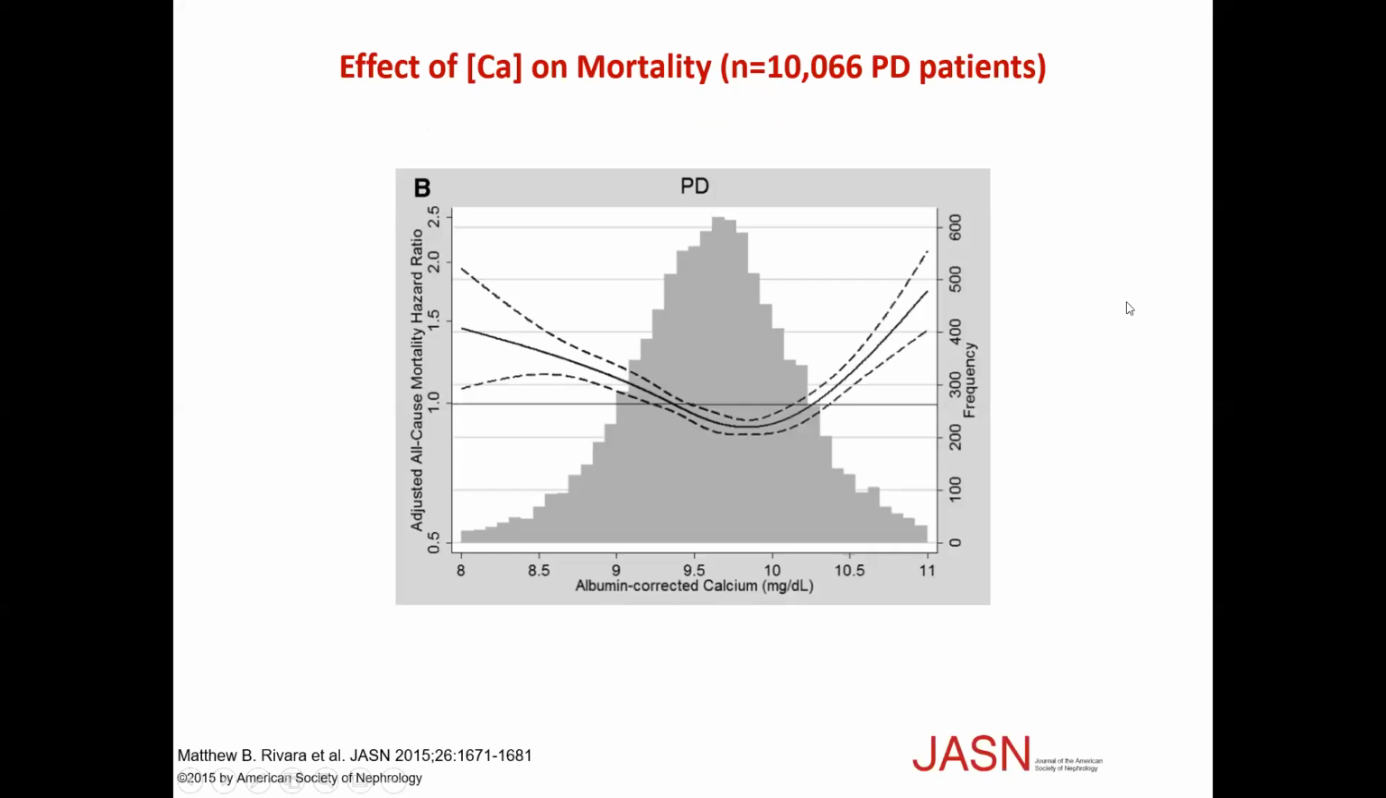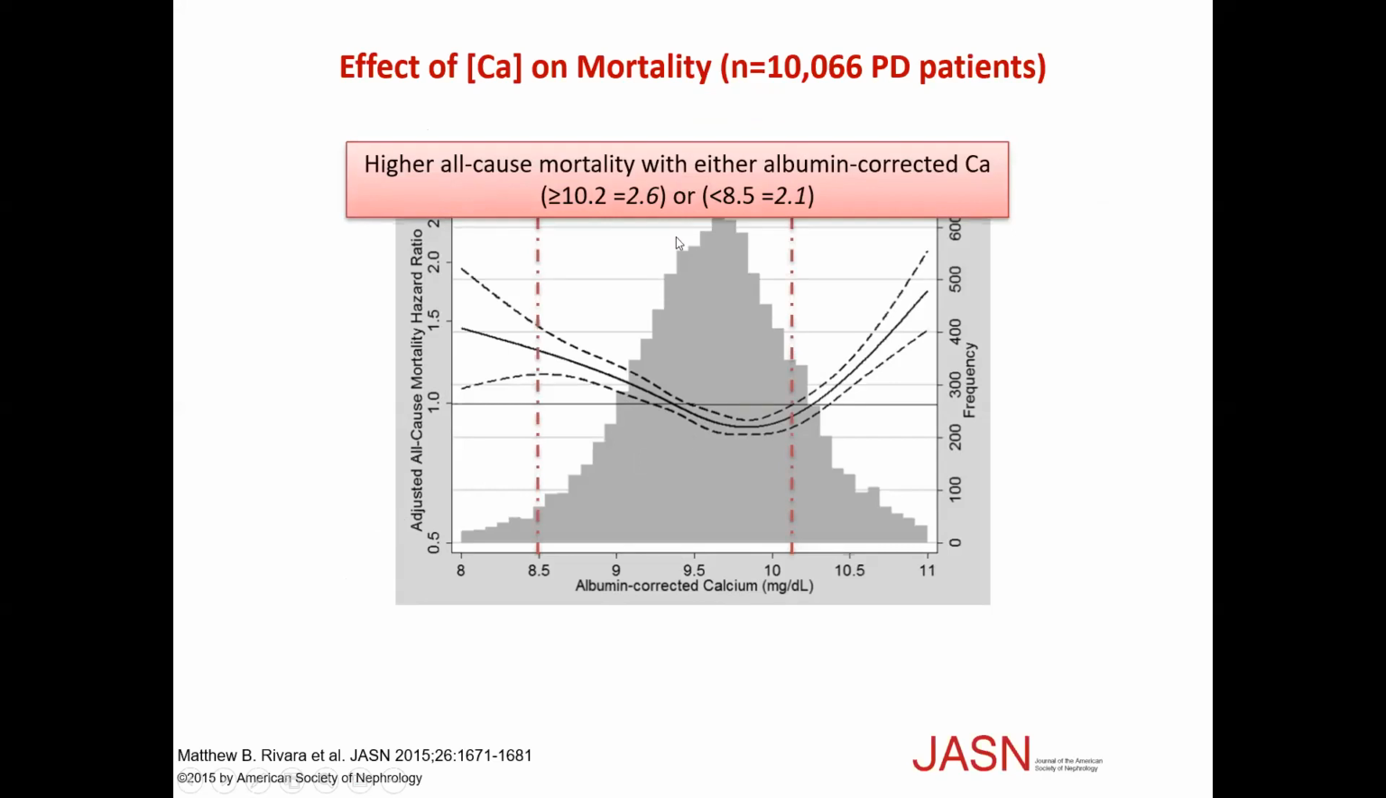So what is the effect of calcium on mortality in patients? Again, this was an observational study that looked at a large number of patients, over 10,000 PD patients, and they simply correlated their albumin-corrected calcium with adjusted all-cause mortality hazard ratio, all right? So again, the same pattern, a U-shaped phenomenon where the high all-cause mortality seemed to correlate with a calcium that is more than 10.2, which is 2.6 millimoles per liter, or less than 8.5. So maybe we should try and keep our patients within this margin in order to optimize their outcomes.